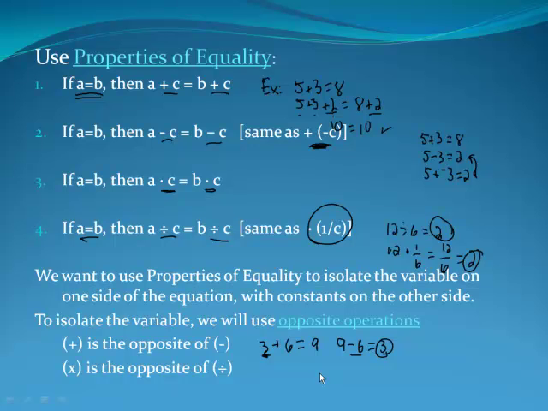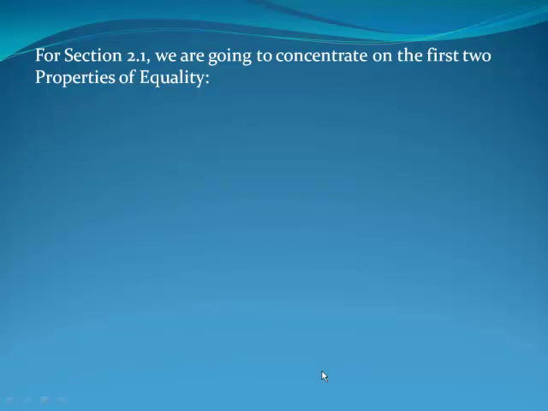If you multiply a value by something and you want to get rid of that, then you would divide the same answer back out, and you would get back to your original statement. So addition and subtraction are opposites. Multiplication and division undo each other as well.